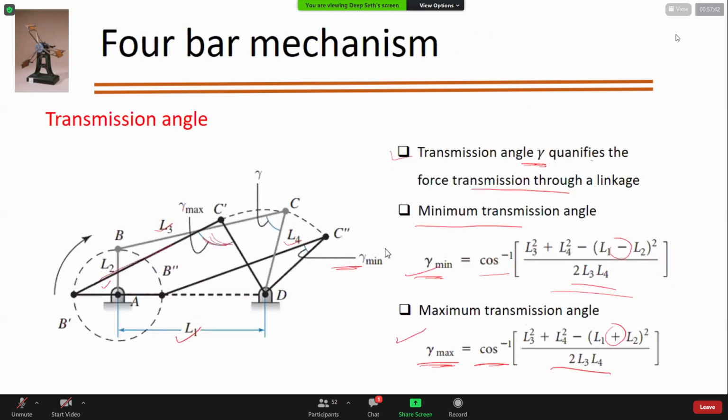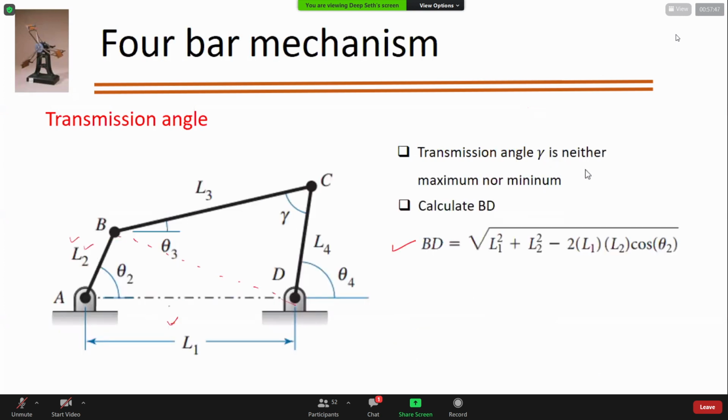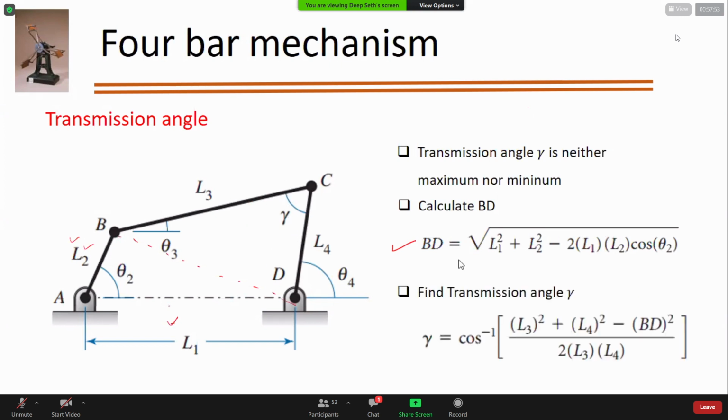So here you are finding the maximum and minimum. But if your transmission angle is neither maximum nor minimum, meaning you want to find something in between, you can find it from there. You just find the equation of BD, and just by using that equation, you can find gamma. So gamma is nothing but cos inverse of L3 square plus L4 square minus BD square divided by 2 L3 L4.